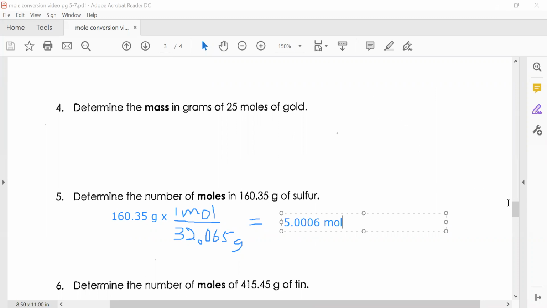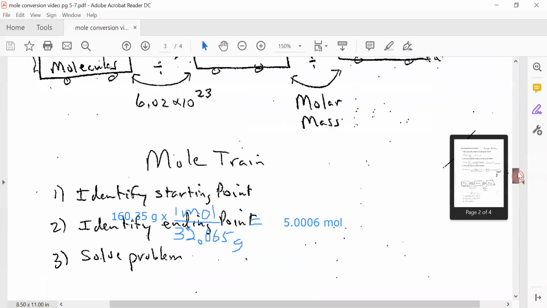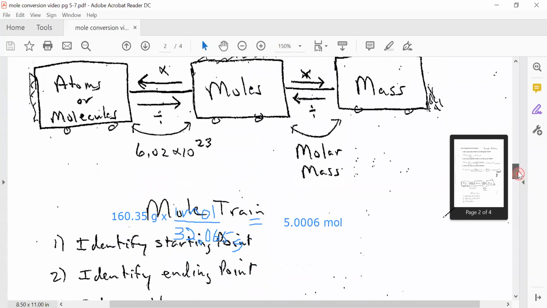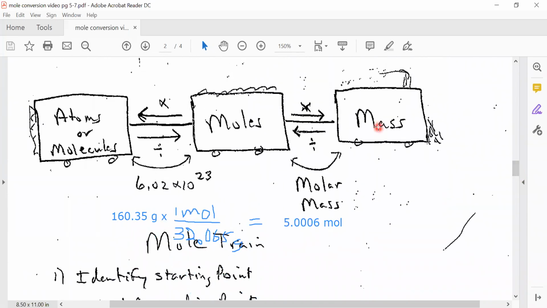So that is the lesson for today. And ride your mole train. Again, when you do a problem, notice where you're at, notice what you're trying to get to, and then go through your conversions from there.